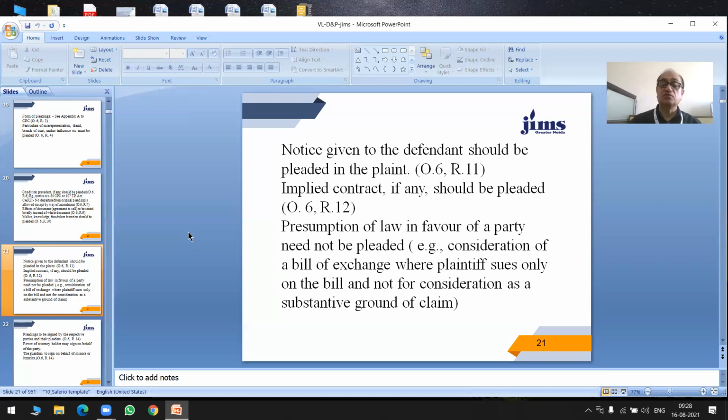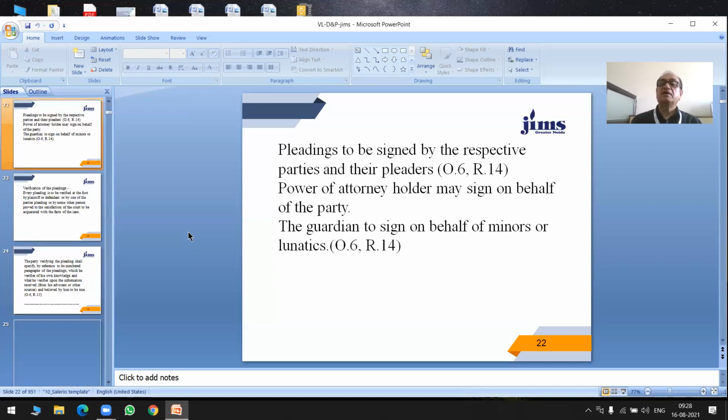These are the fundamental rules which you must take care of before you start drafting of pleadings. Now, the pleadings are to be signed by the respective parties and their pleaders. Of course, the plaintiff and his counsel will sign the plaint, the defendant and his counsel will sign the WS, and this is the mandate of Order 6, Rule 14 CPC.